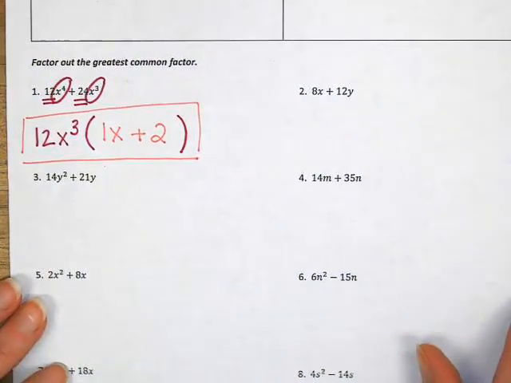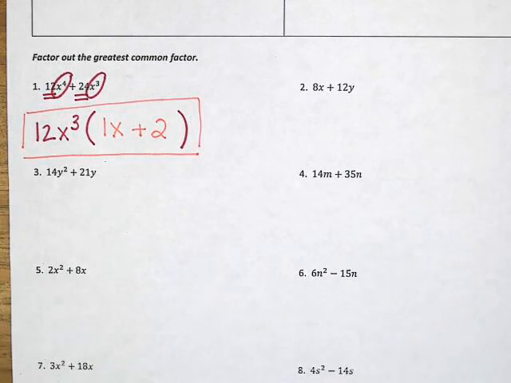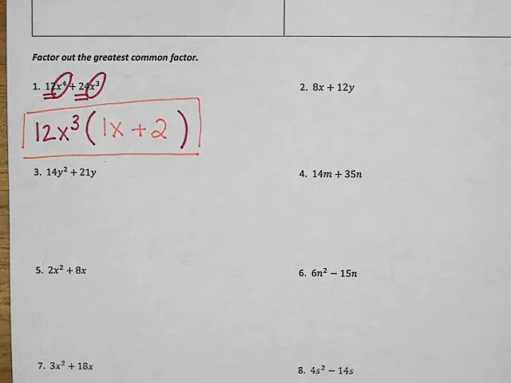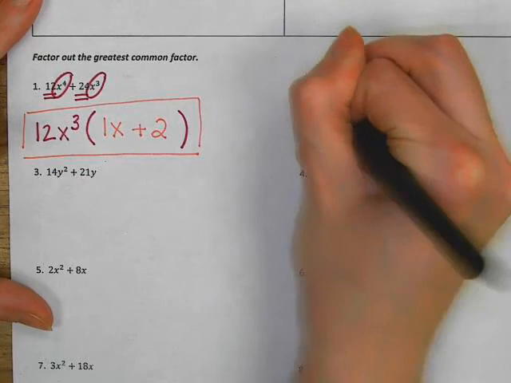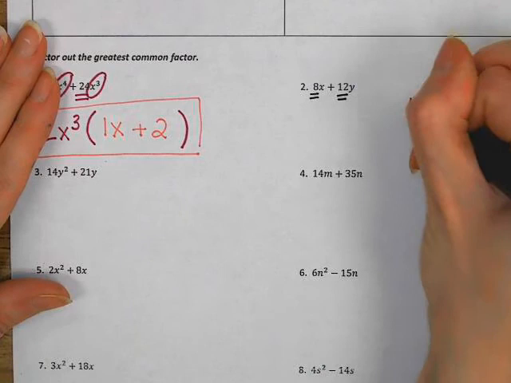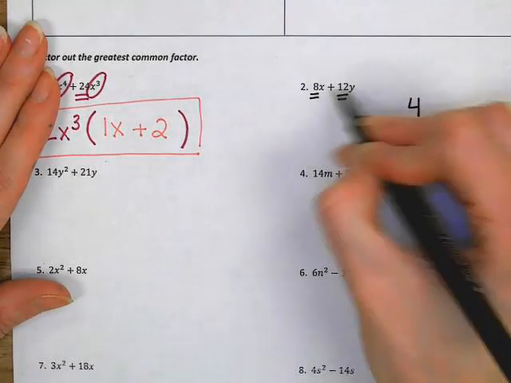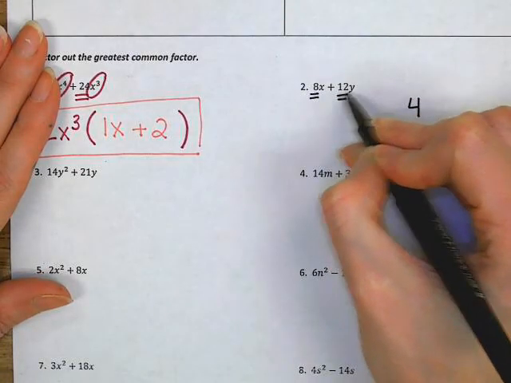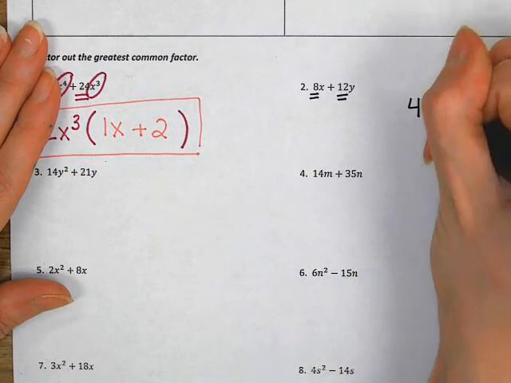Okay, let's try some more. Number 2. All right, numbers first. 8 and 12. What is the greatest common factor that divides into both 8 and 12? And it's 4. So we're going to pull out a 4. Now, these are different variables, so you cannot pull any of those out. So only a 4 on this one.